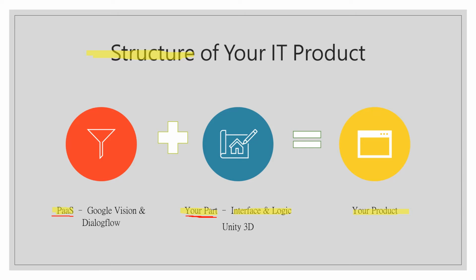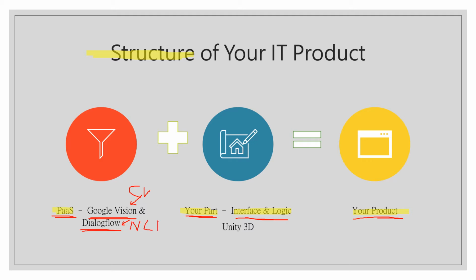Okay, so we will also have a similar structure, so we'll break your product into two parts. Interface and logic, and also the platform. We will use the platform as a service, and most likely we'll use Google Vision, we'll discuss later, and also Dialogflow. Both of them, we can say, are machine learning. They use lots of machine learning approaches to solve the computer vision, CV, problems and the NLP, natural language processing, problems.